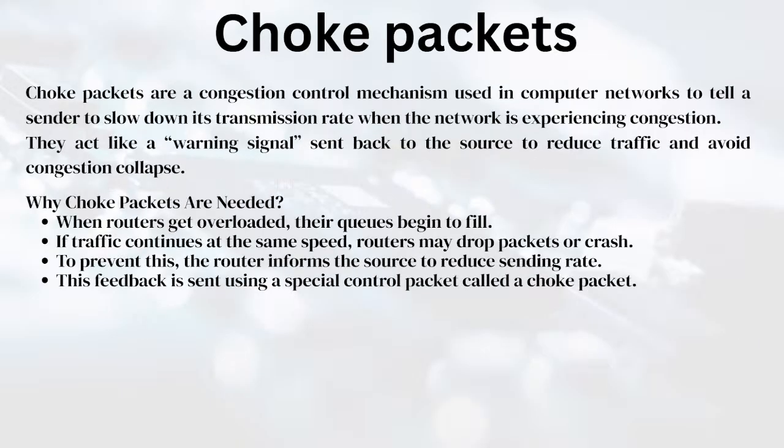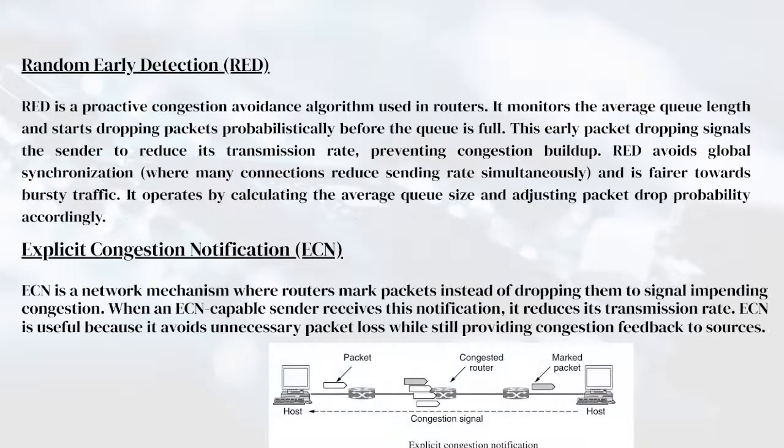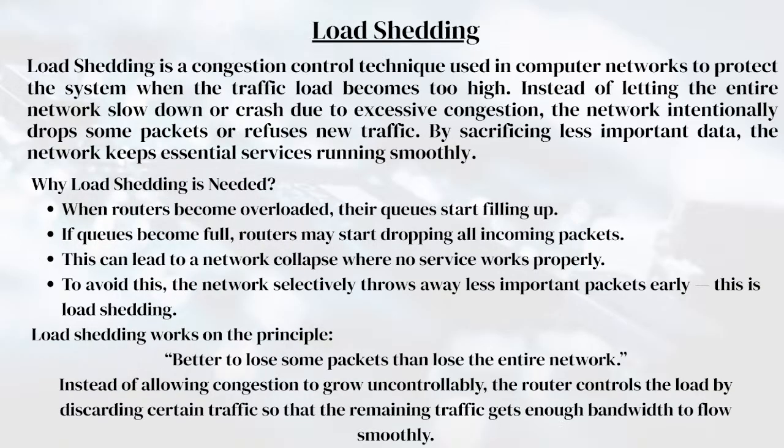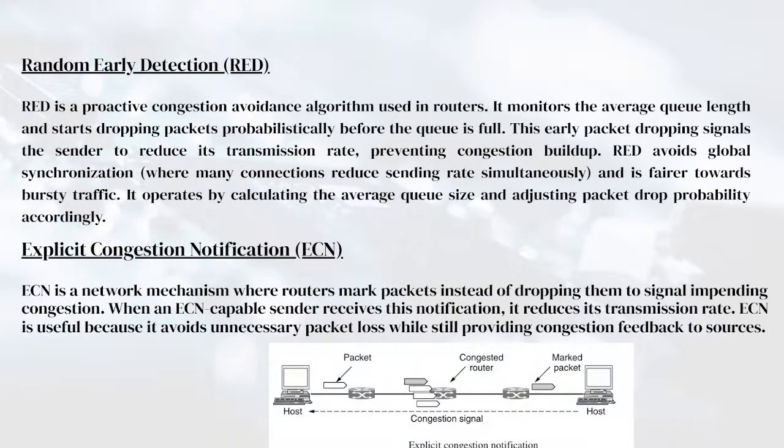Okay, next one is choke packets. Okay, choke packets. So here choke packets are a congestion control mechanism, which is a very important topic from this session. Okay, choke packets are a congestion control mechanism used in computer networks to tell the sender to slow down its transmission rate when the network is experiencing congestion. Okay, so in the last sessions we were learning about that only, right? We were learning about admission control, load shedding, random early detection, or explicit congestion notification.